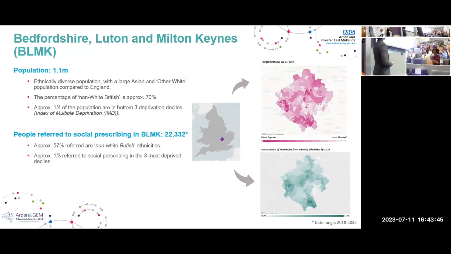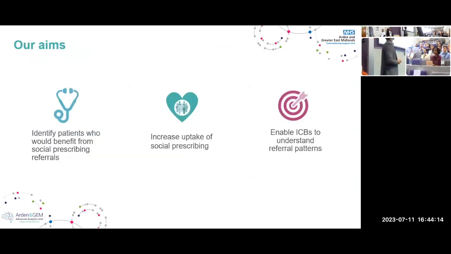And in terms of those who were referred to social prescribing between the years of 2018 and 2023, there are approximately 20,000 of them, and most of them were non-white, which is not surprising given the original demographic. And approximately a third of them were referred to social prescribing from the lowest three tiers, IMD-wise, which is slightly above what you would expect given the above statistic.